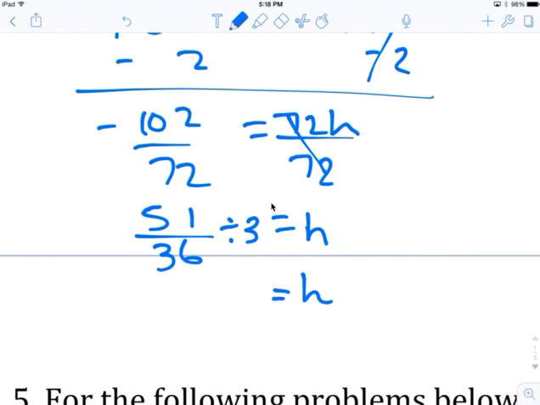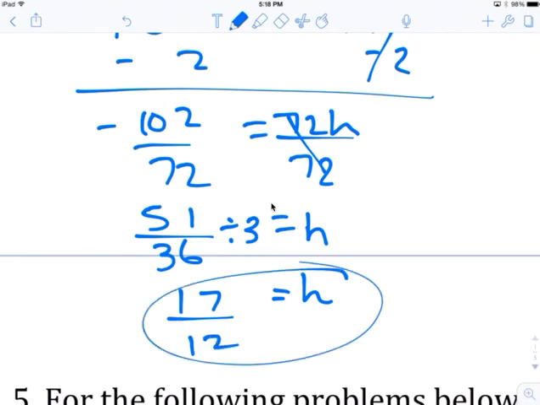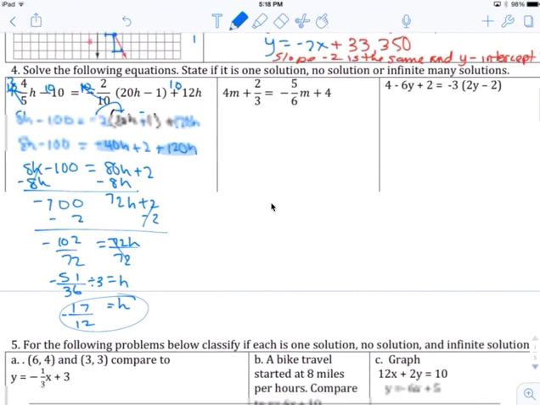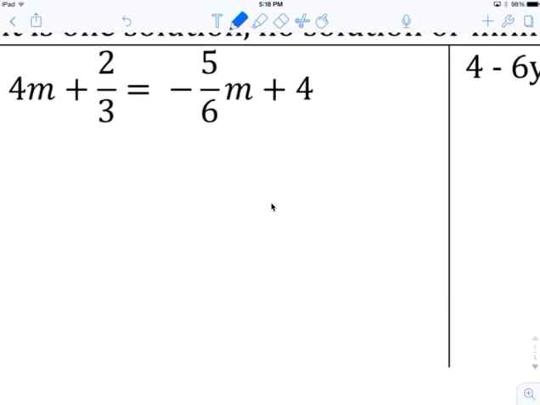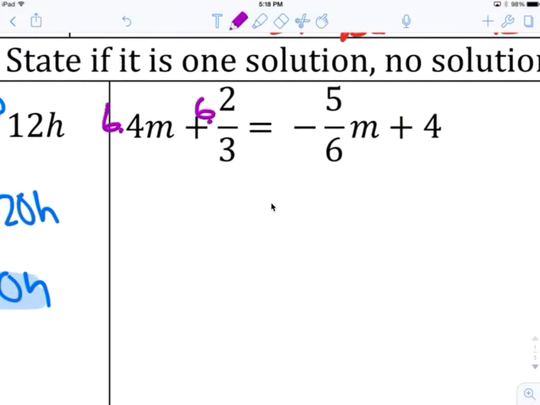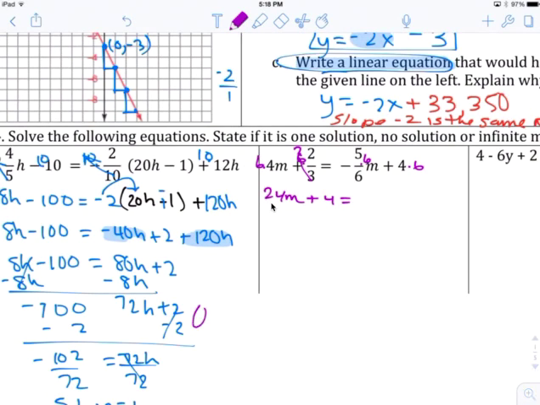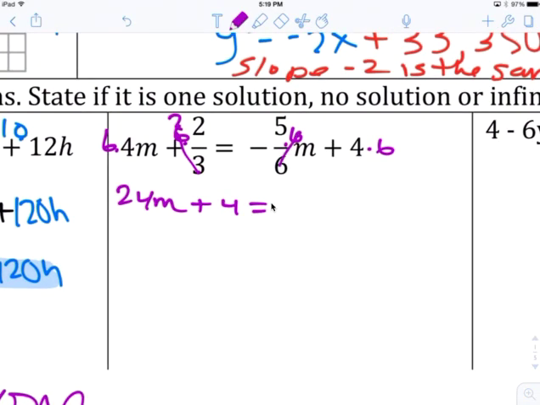Get H equals 17 over 12. Negative. Don't forget your negatives. Okay, this one here, least common denominator 6 times 6 times 6 times 6 times 6. 24m plus 4 equals, this is one solution. Cross cancel, negative 5m plus 24.